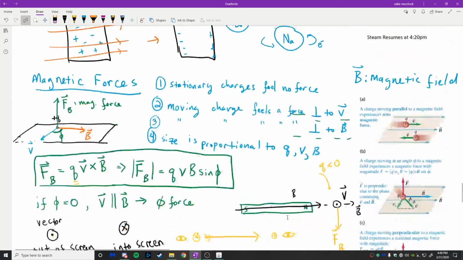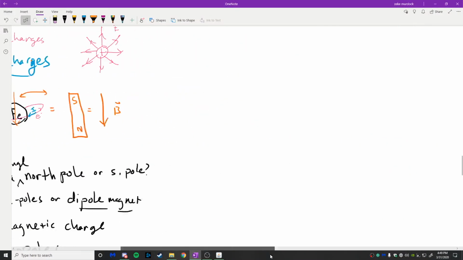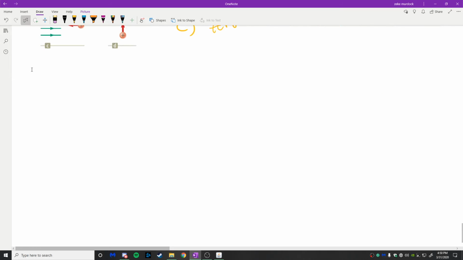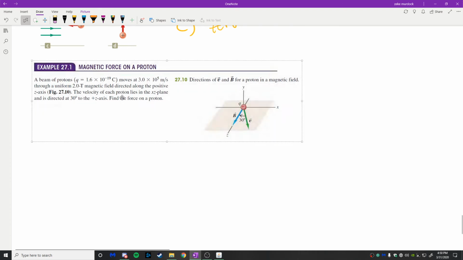So the next thing would be to do a numerical problem, so we can actually see how the numbers work out. This isn't particularly challenging, but it's good to look at the numbers too to get a full picture of what's going on. So let's look at this. We have a beam of protons with a charge, this is the fundamental electric charge. They move at a speed of 3 times 10 to the 5th meters per second through a uniform 2 Tesla magnet. Oh, here's the unit.